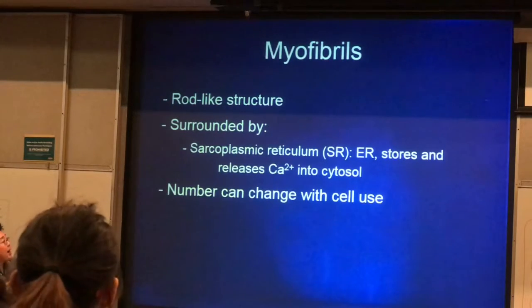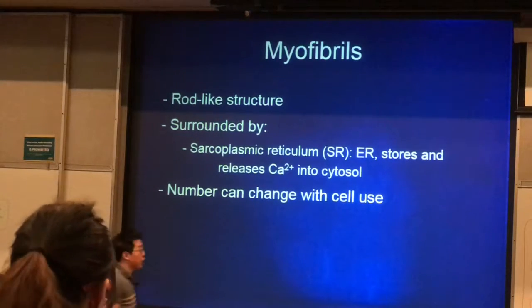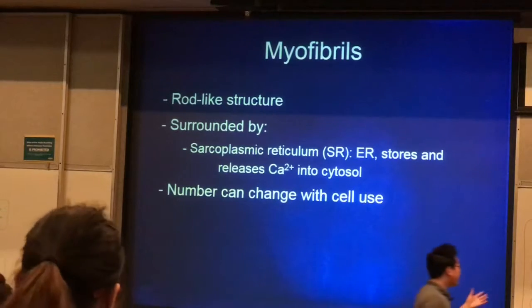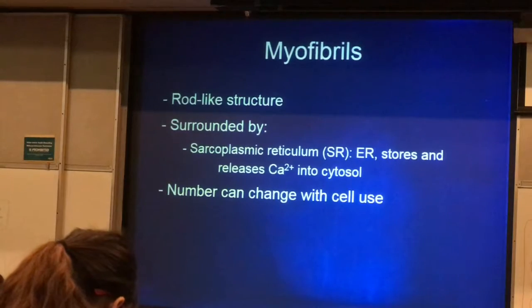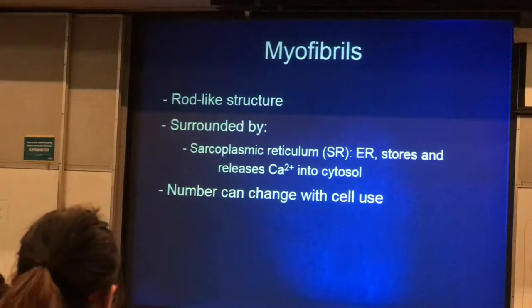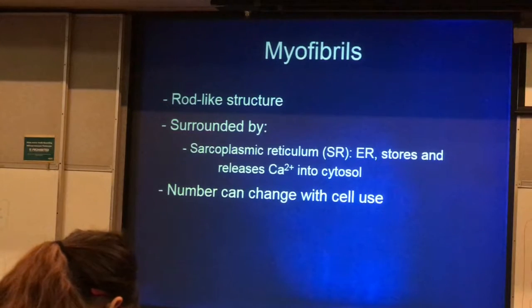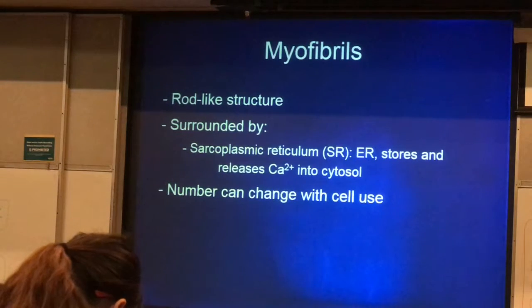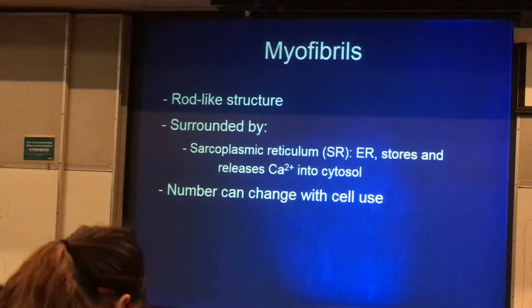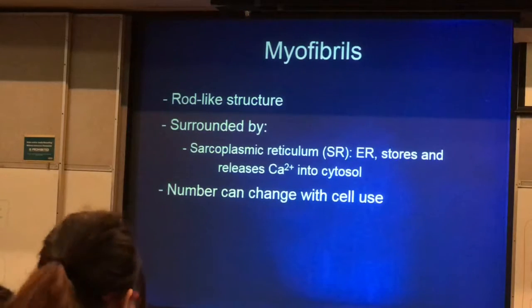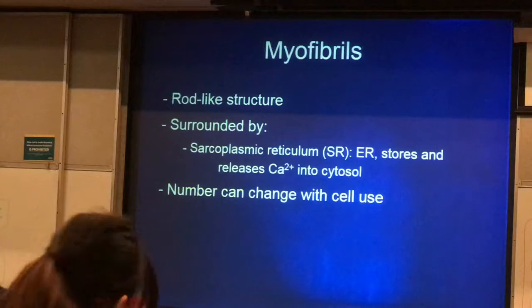Now, the number of myofibrils can change with use. So right now, this cell looks like it has 3 myofibrils. If I continue to contract this cell over and over again, it's going to say, hey, I probably need more myofibrils. And therefore, it will split, and then you will have more myofibrils. So this is the idea of what working out does.